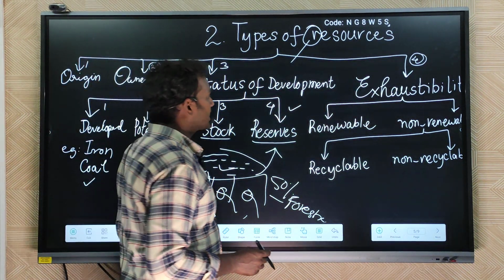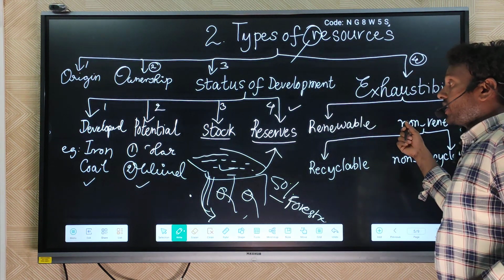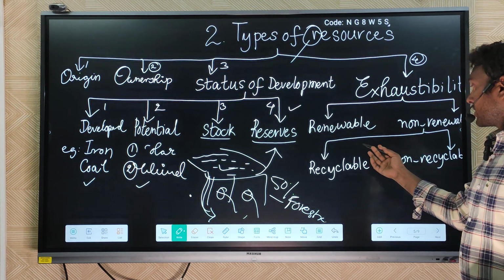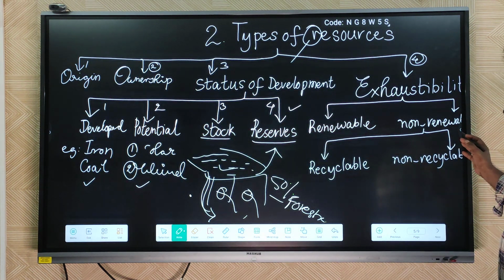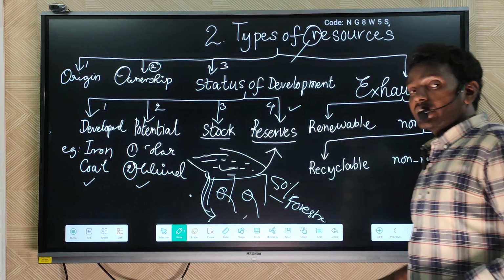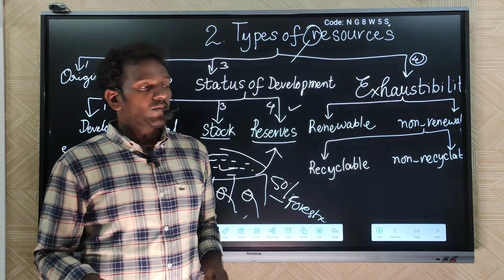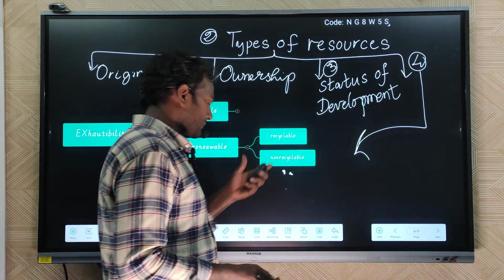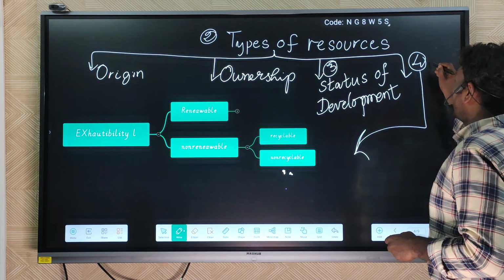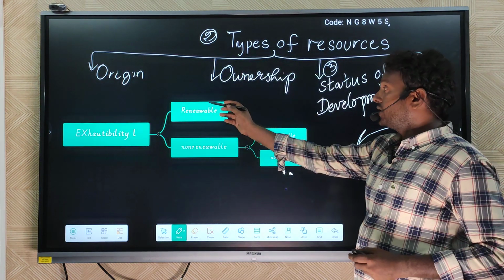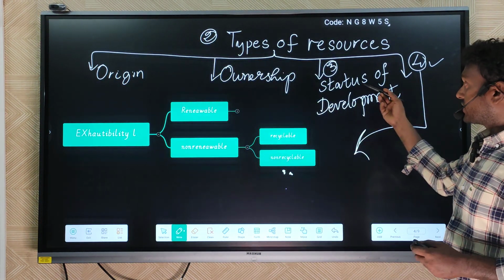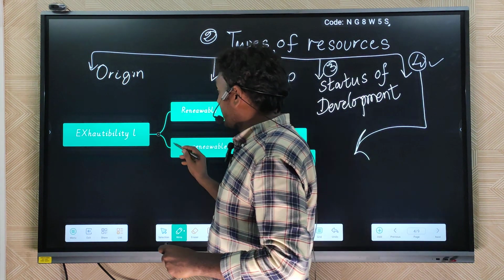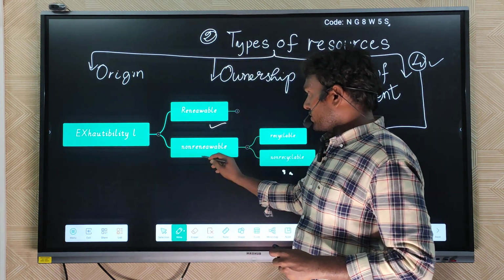Okay, coming to the next classification, that is based on exhaustibility. Resources are classified into two different classes. First one is renewable resources, second one is non-renewable resources. Again, non-renewable resources are divided into recyclable resources and non-recyclable resources. Okay, it is the last one. It is the fourth classification. Already we discussed based on origin, based on ownership, based on status of development. The last one is based on exhaustibility. Based on exhaustibility, there are two types: first one is renewable, second one is non-renewable.